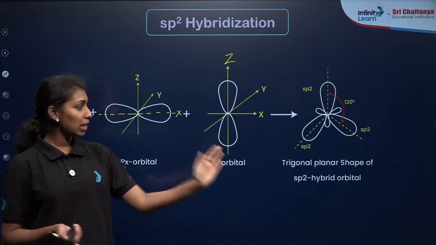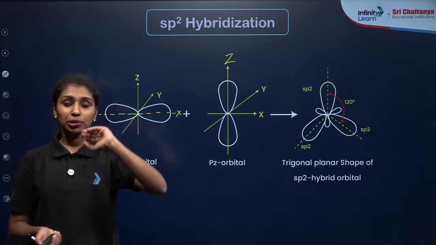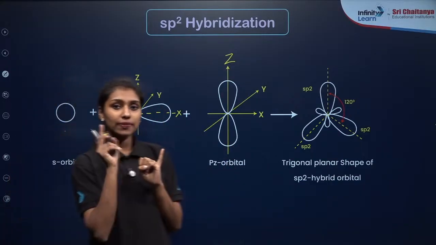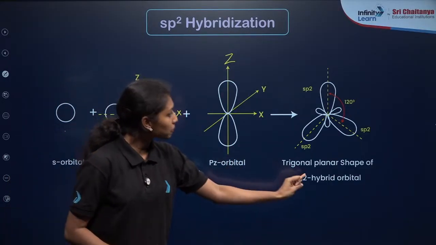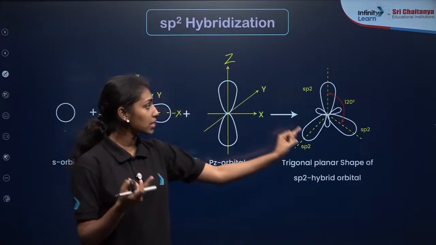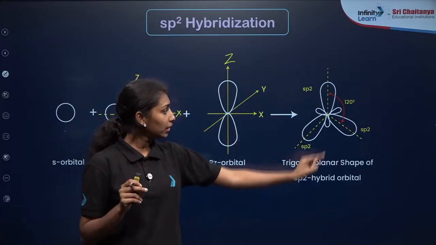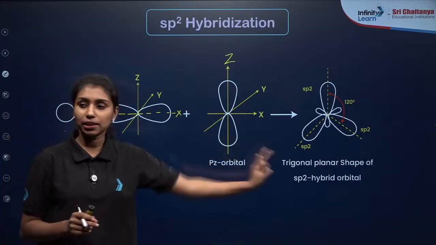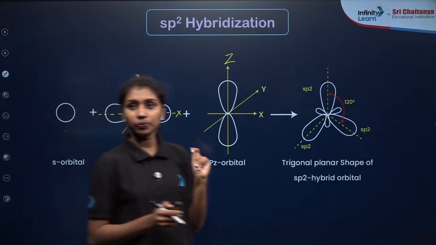Okay, depending upon the shape we are predicting the bond angle here. You need to keep a note of that. In the case of sp hybridization, the bond angle is fixed at 180 degrees. In the case of sp2 hybridization, the shape is trigonal planar. That is why the bond angle will be 120 degrees. Similarly, we can explain the case of sp3 also. Is that clear?